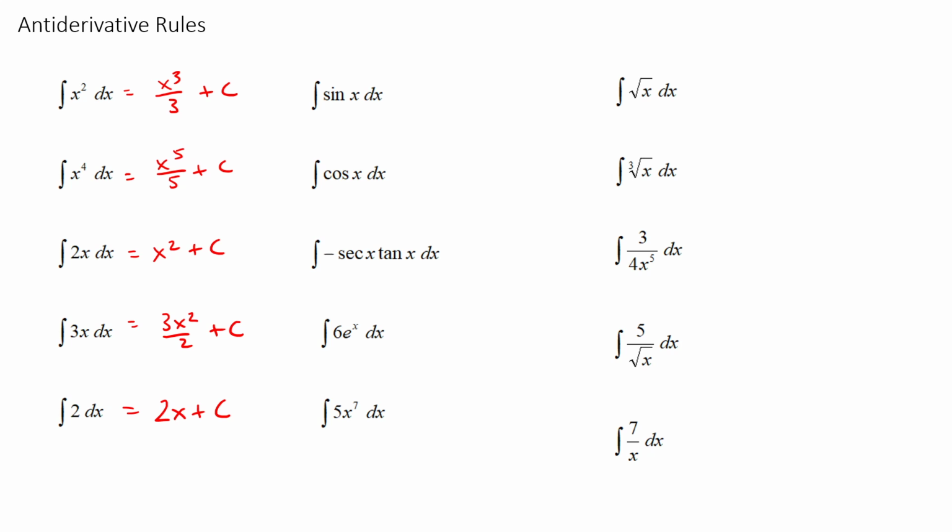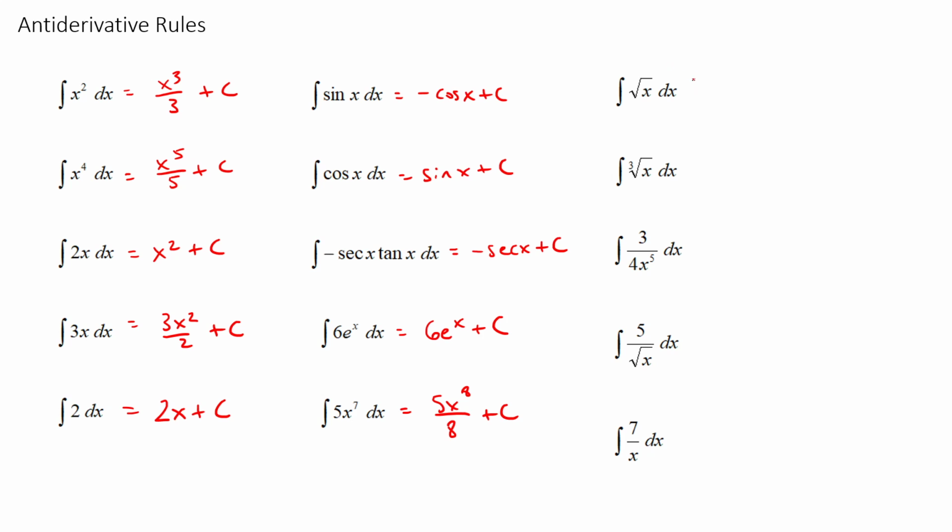Okay, with the 3 in front, we just leave it there. 2 just becomes 2x. Think about the derivative of 2x would be 2. So you're just undoing that. Sine becomes negative cosine, careful. Cosine becomes positive sine. Again, just think of your derivative rules backwards. Secant tangent would normally be secant, so negative secant tangent would just be negative secant. E to the x is just e to the x. This would be 5x to the 8th over 8.